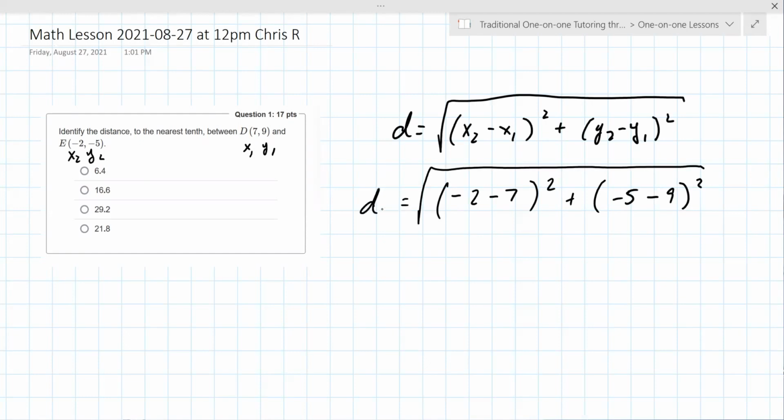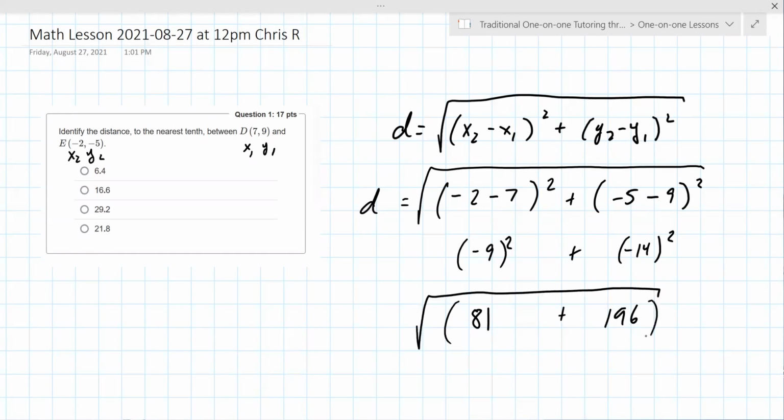So this is a pretty big thing here, but you're going to do it in pieces. -2 minus 7 is -9. And then when you square that, you get 81. -5 minus 9 is -14, and you square that, you get 196. So the way this works is you have to add these numbers together and then take the square root of it. So if you have that calculator handy, you're going to add up 81 and 196, and then take the square root of that number. And let me know what you end up getting, please.